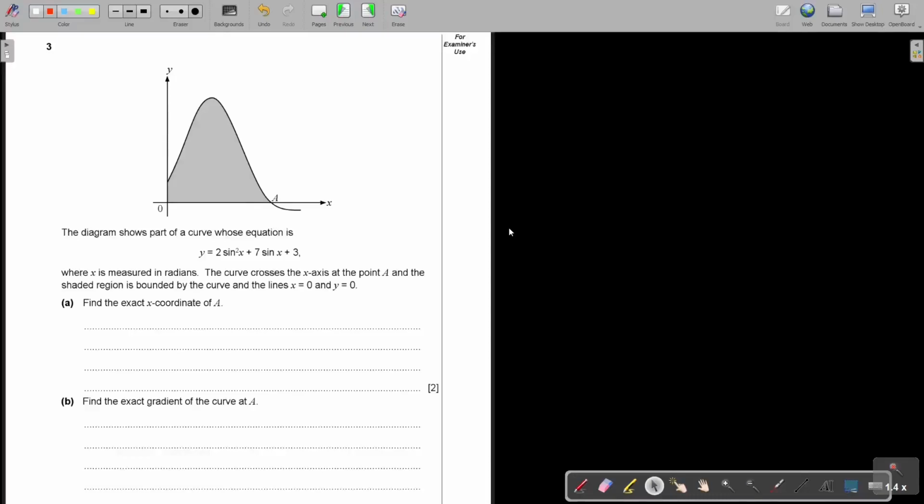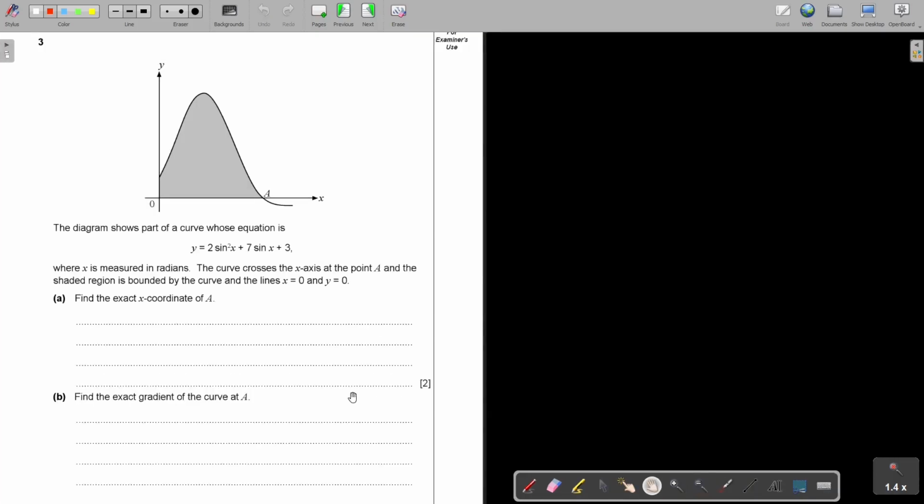Mathematics, Advanced Subsidiary Level, Paper 2, 2022, Part 2. Let's look at question number 3.